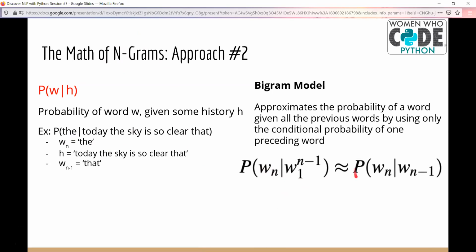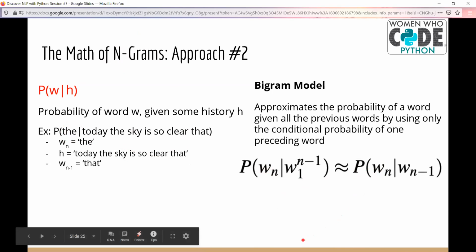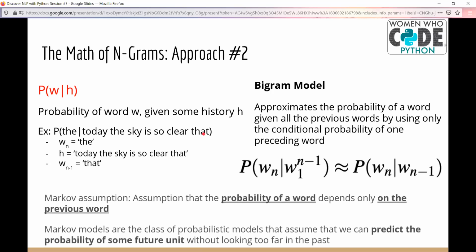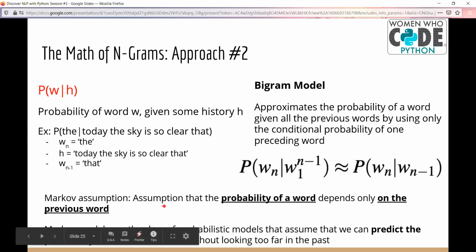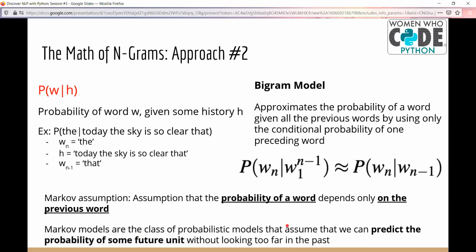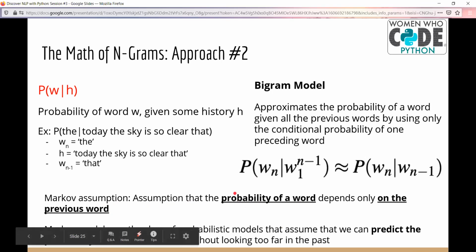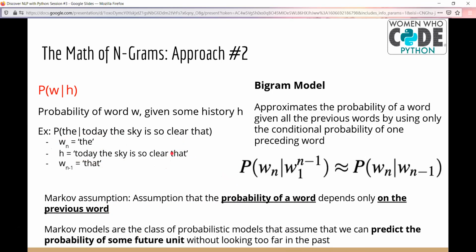So this is what we are talking about. We have this word, which is "the" in this case, and for predicting the probability of that, we are taking into consideration the previous words. The n minus 1 represents the previous words, which is "that". This is also the Markov assumption. The assumption is that the probability of a word depends only on the previous words, which is what we discussed just now. These models are a class of probabilistic models that assume that we can predict the probability of some future unit without looking too far into the past. So earlier we were talking about the whole sentence, but now we are just talking about some words in the history, and that is still feasible and not really inefficient.